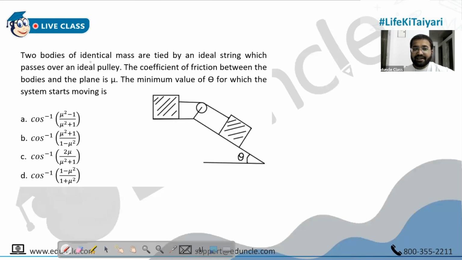So they have given us two bodies of identical mass tied by an ideal string, which passes over an ideal pulley. Identical masses, it means this is M, then this is also M. The coefficient of friction between the bodies and the plane is mu. So all the surfaces are rough actually, because coefficient of friction exists. The minimum value of theta for which the system starts moving.